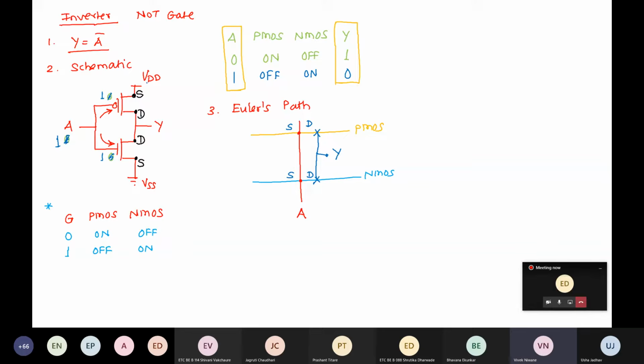So the source of PMOS is connected to VDD. Okay, show the connection, write VDD. The source of NMOS is connected to ground. Okay, show the line, show the connection, show the ground.